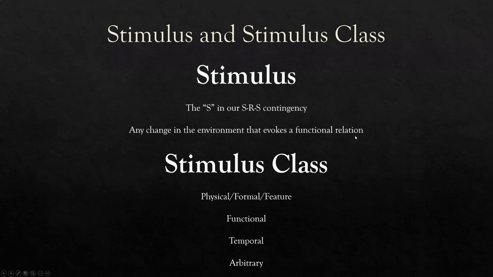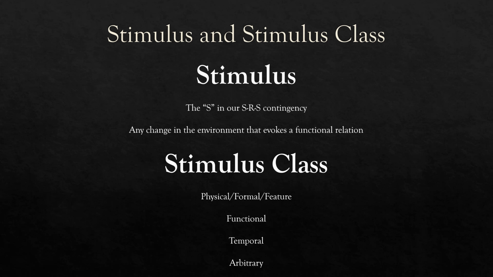As always, our introduction: stimulus and stimulus class. What is a stimulus? Stimulus is the S in our SRS contingency. The SRS contingency, also known as ABC, antecedent behavior consequence. SRS is stimulus response stimulus, and that is the basis for operant behavior, which is what we work on and study and change in ABA.